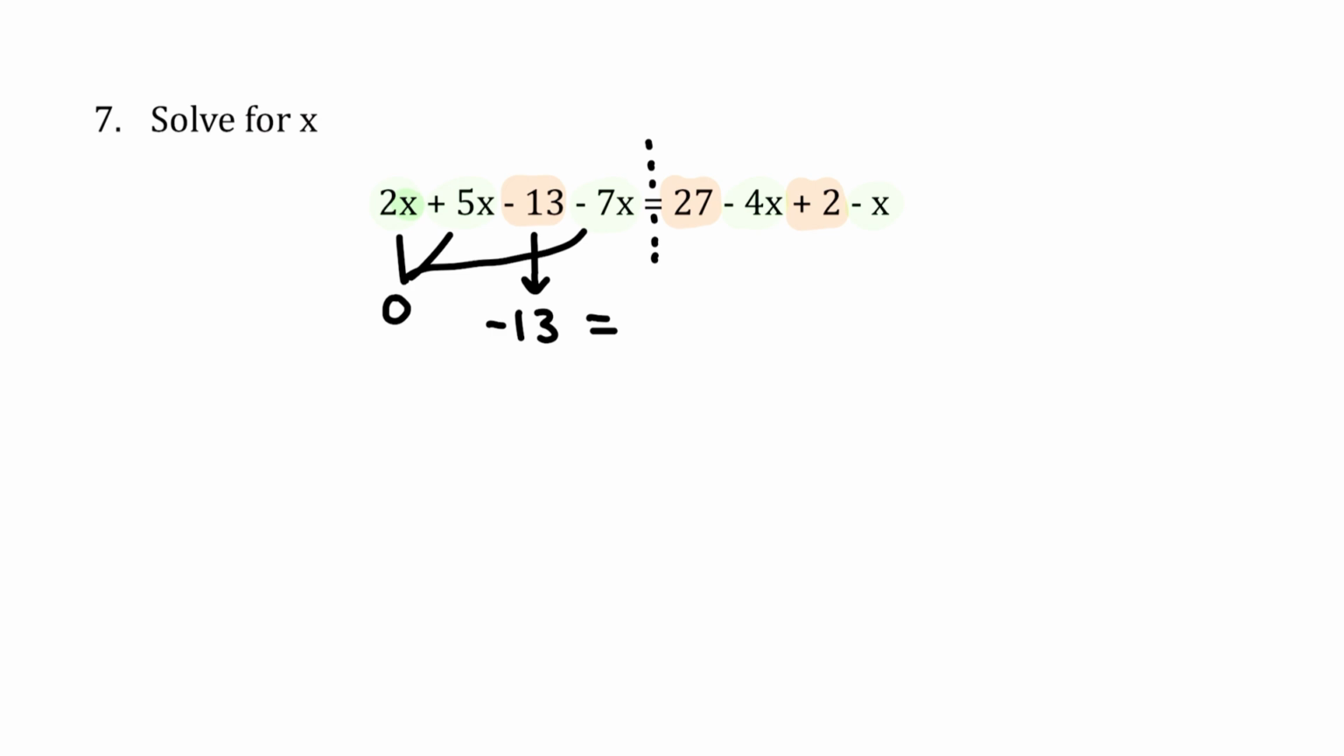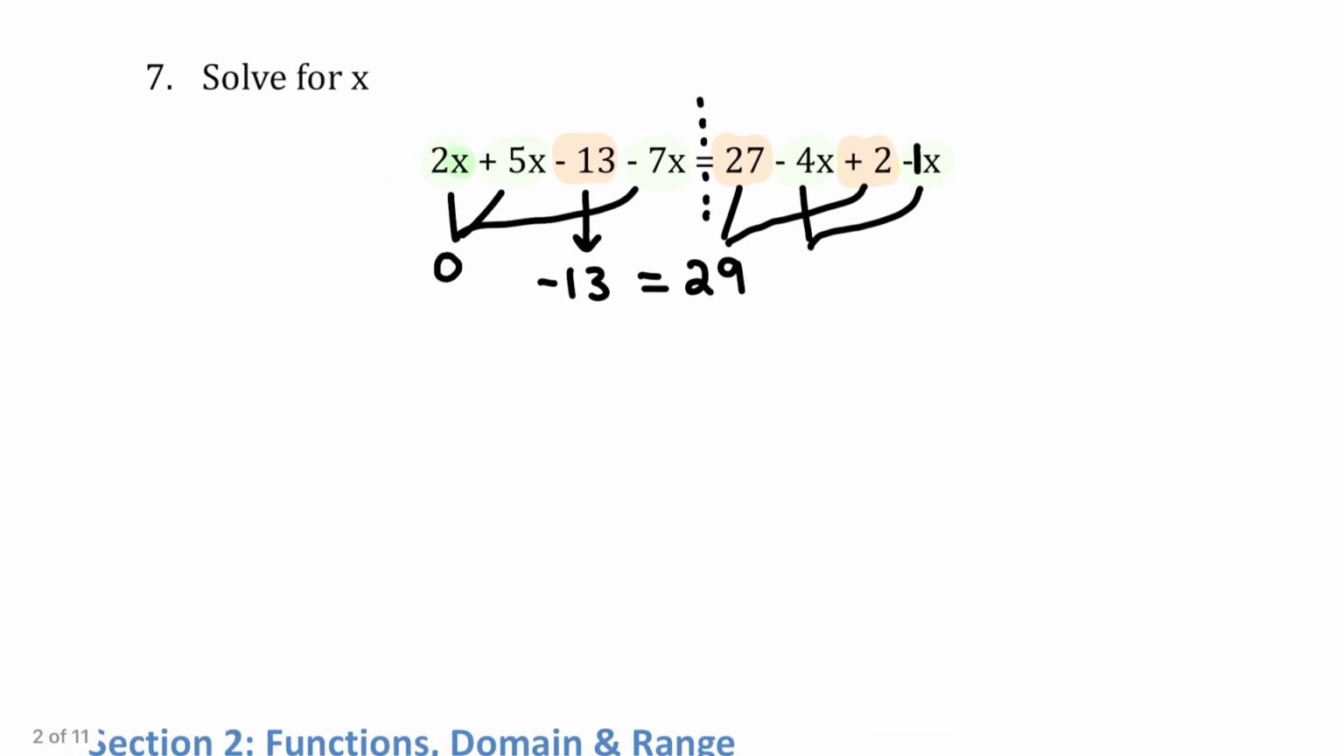Now on the right side, we have 27 plus 2. So 27 plus 2 is 29. All right, so 27 and 2. And then we have a minus 4x and a minus x. Don't forget that a minus x is the same thing as a minus 1x. So minus 4x minus 1x, that is a minus 5x. All right. So we have just combined like terms.